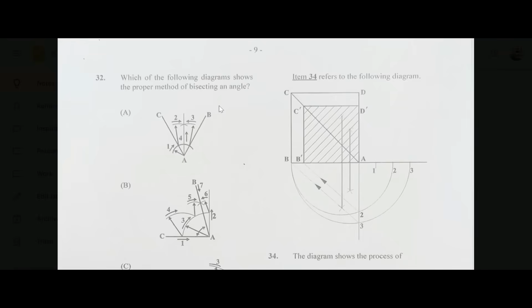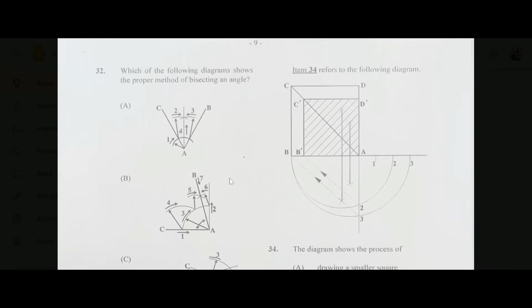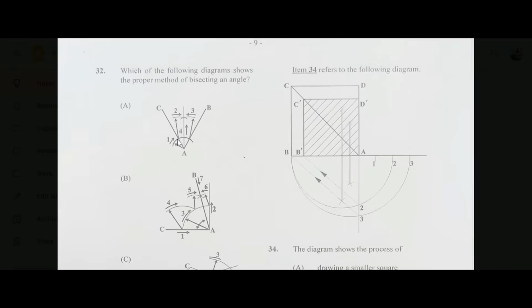Number 32. Which of the following diagrams shows the proper method of bisecting an angle? So, well, I won't keep you much longer. The answer is A. There's an original angle here, CAB, and they drew an arc using A as center to cut both CA and BA. Then they used those 2 points as centers and drew 2 more arcs which intersected here, and this is how they bisected the angle. So number 32A.